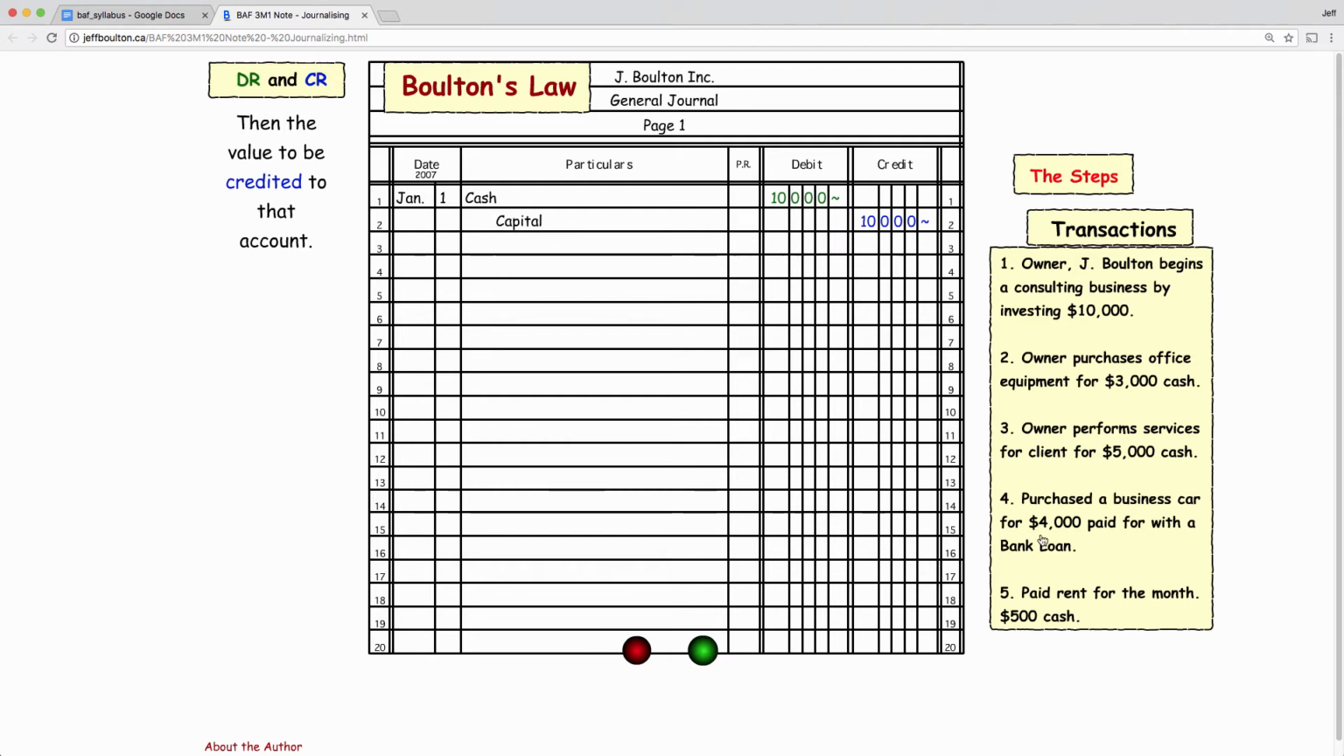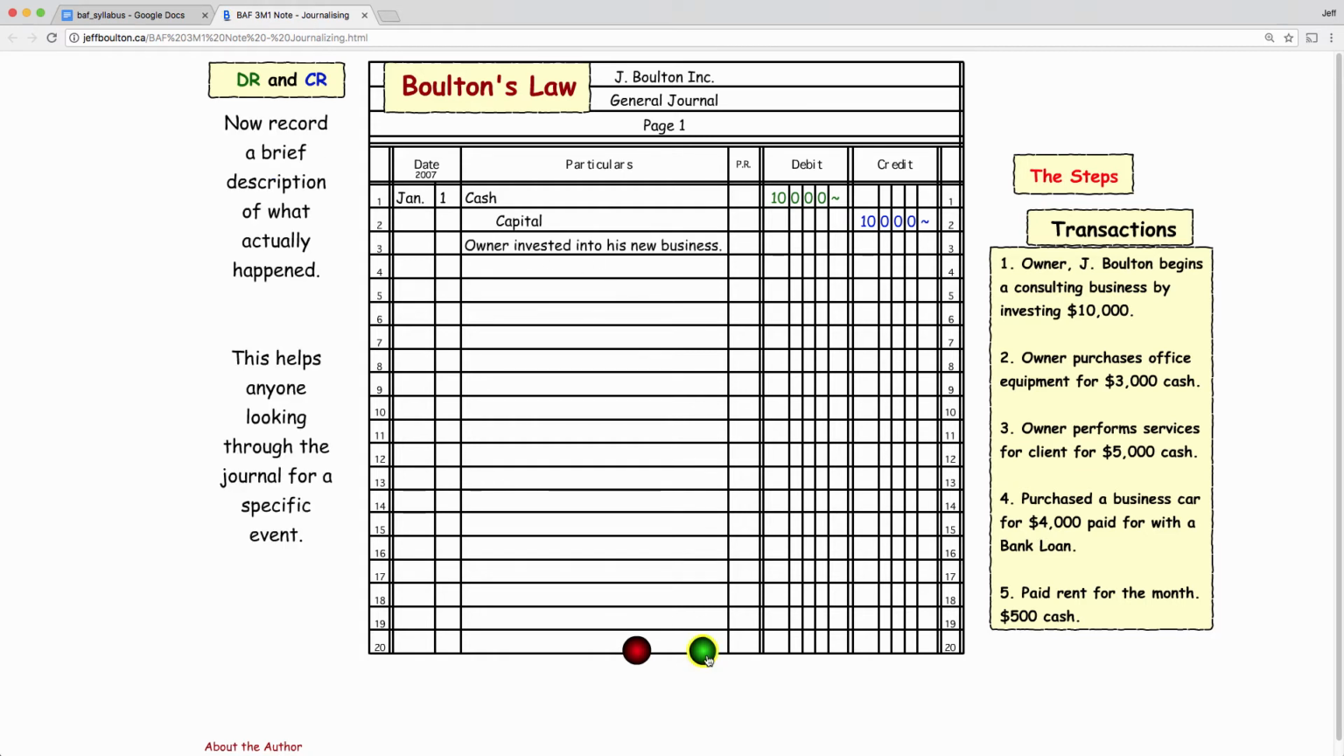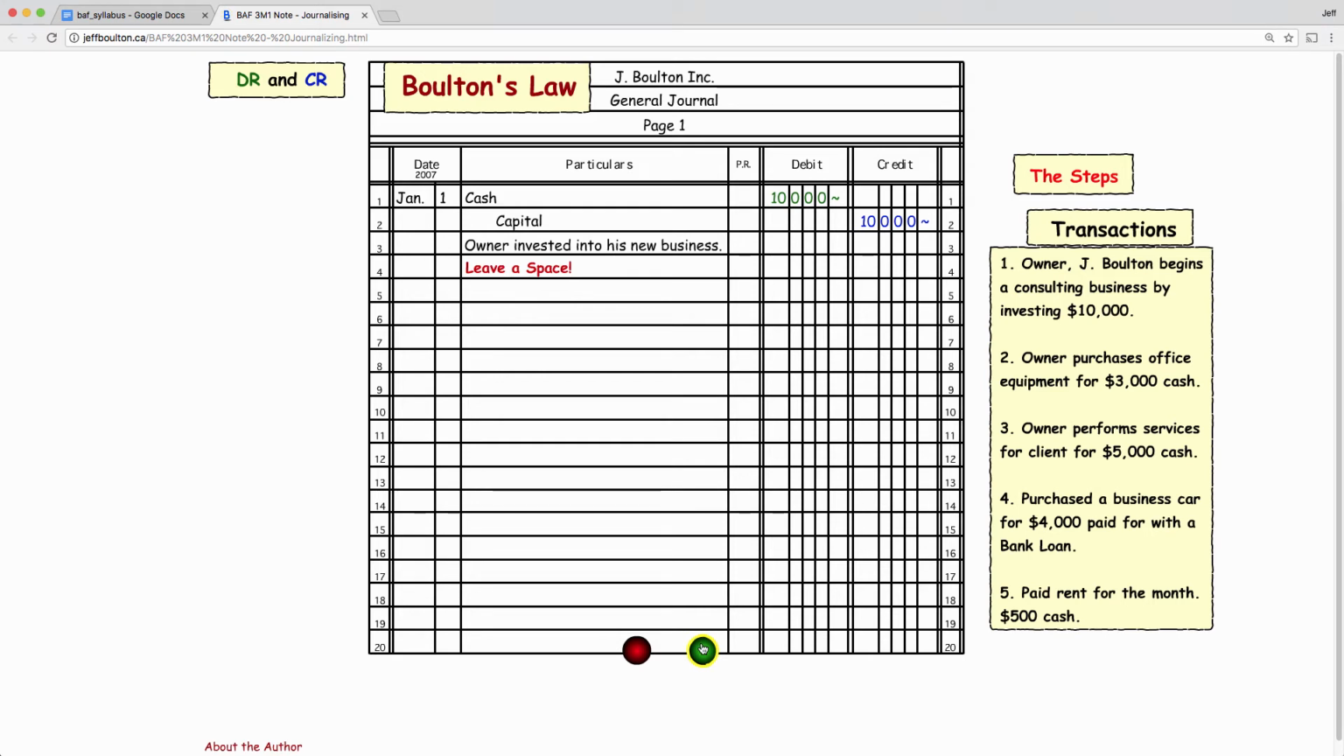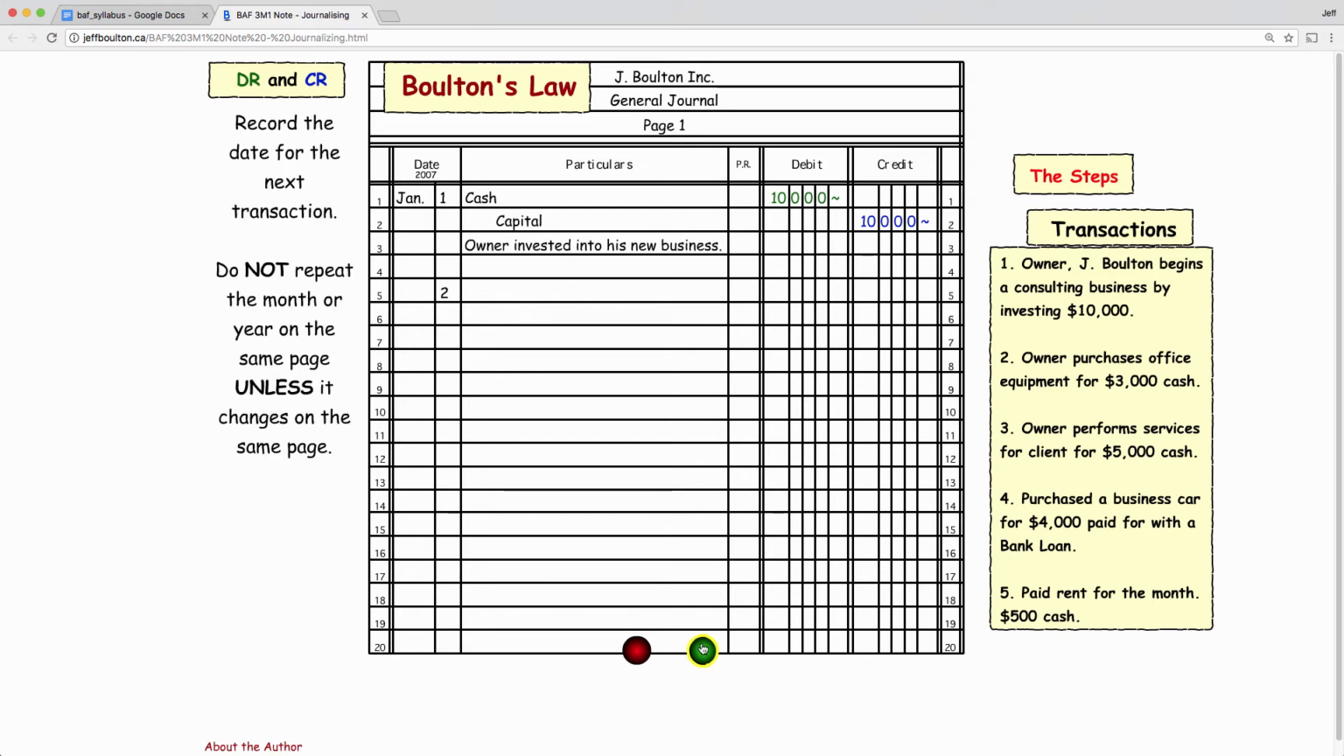And likewise, you just keep going. You can put descriptions if you're told to. Otherwise, there's an example of a description. It would describe the transaction so you knew what this entry was for. Then you leave a single space. Then you enter the second transaction.